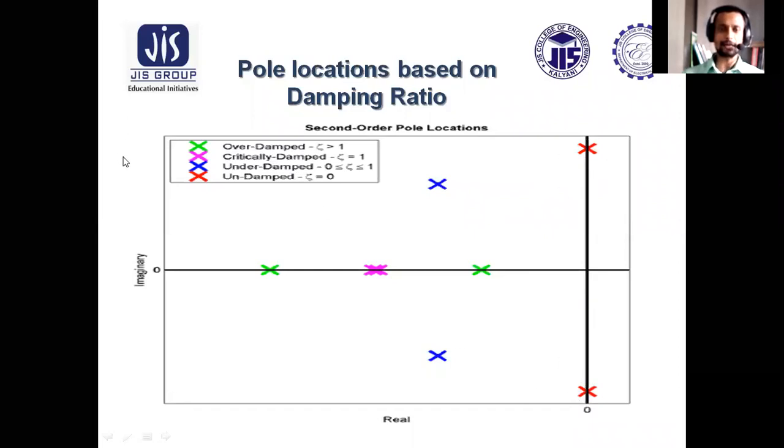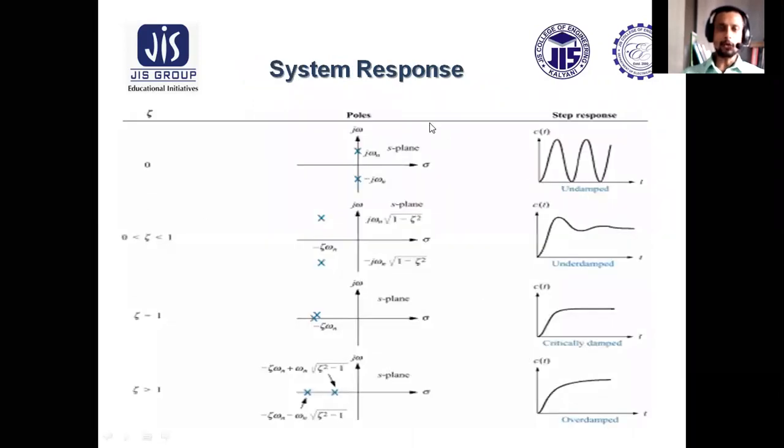So based on damping ratio, by this we can show how damping ratio affects the pole location of a second order system. Now based on damping ratio, the pole location will change, and whenever the pole location changes, the system transfer function will change, and the system response will change for the same input. So this slide gives us an overview of how the system response changes with the change in pole location or damping ratio.